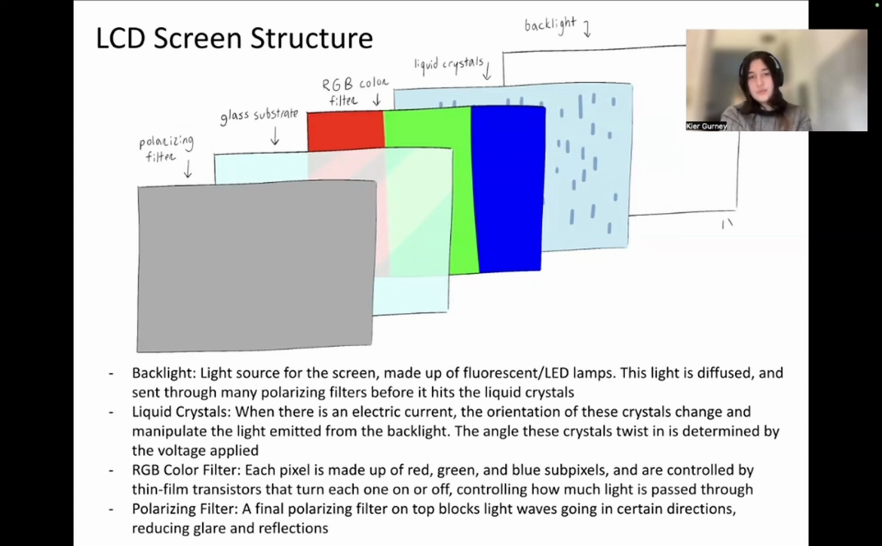Then is the glass substrate, which is the actual screen, and then is the final polarizing filter. This polarizing filter blocks light waves that are going in certain directions and reduces both glare and reflections.